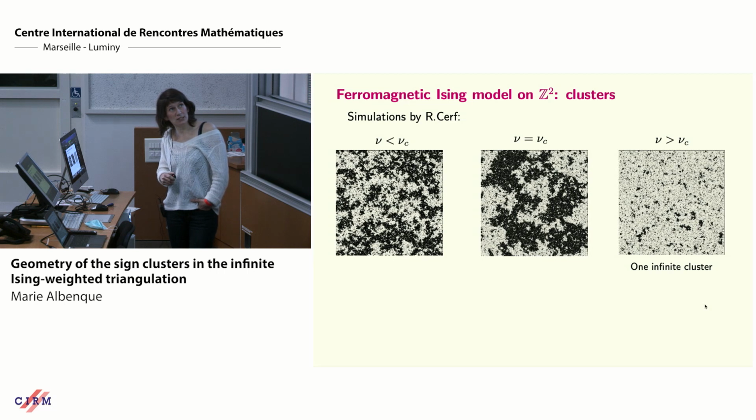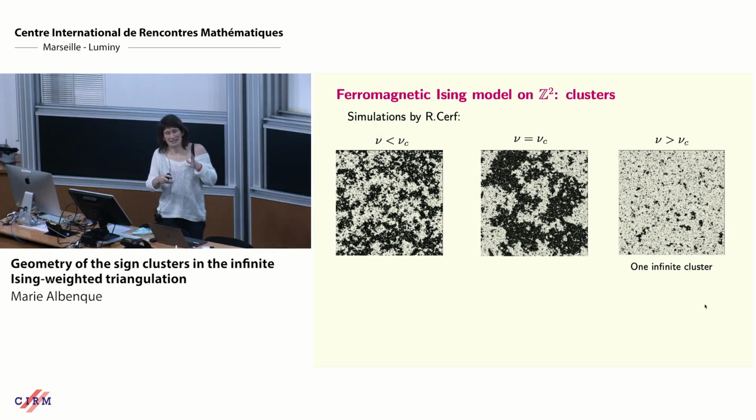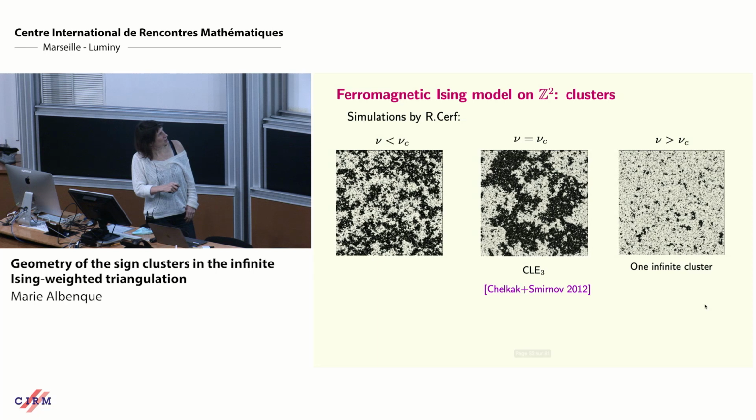So when nu is bigger than nu c, so when you have a huge weight on monochromatic edges, spins tend to agree. And what happens is that you have one infinite cluster, so you have one spin which is going to dominate everything, basically. When nu is equal to nu c, you can see that it's not completely evident on this picture, but there is no infinite cluster. I mean, it depends a little bit, but there is no infinite cluster. But somehow you can see that there is some long-range interaction.